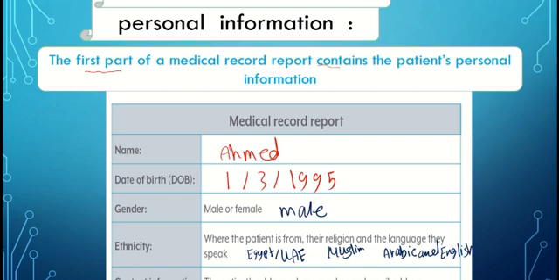Contact information, the patient address, phone number and email address. Address, the patient address and phone number, 050-125-0689, email address at gmail.com.